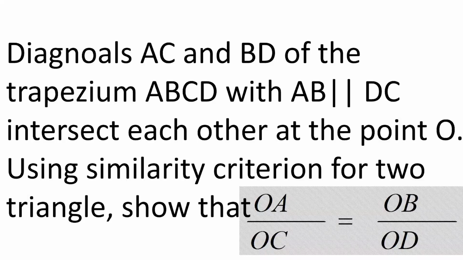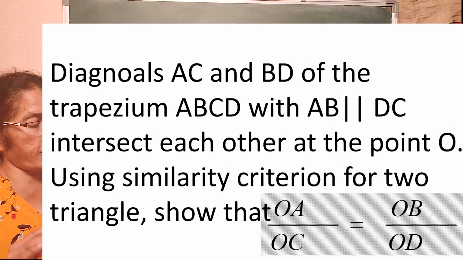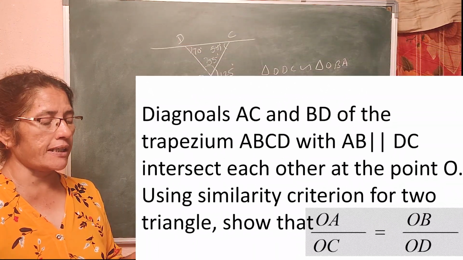The question is like this. Diagonals AC and BD of a trapezium ABCD, with AB parallel to DC, intersect each other at the point O. Using similarity criteria, show that OA by OC is equal to OB by OD. Now I have to draw the figure. They have not given the figure.